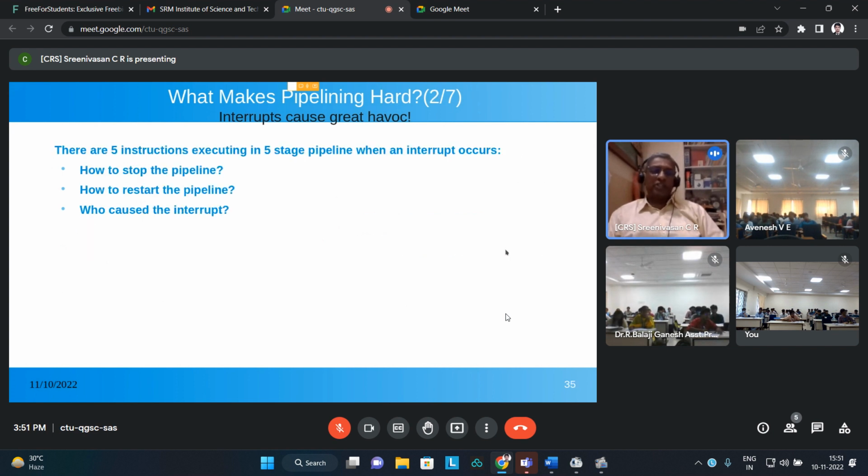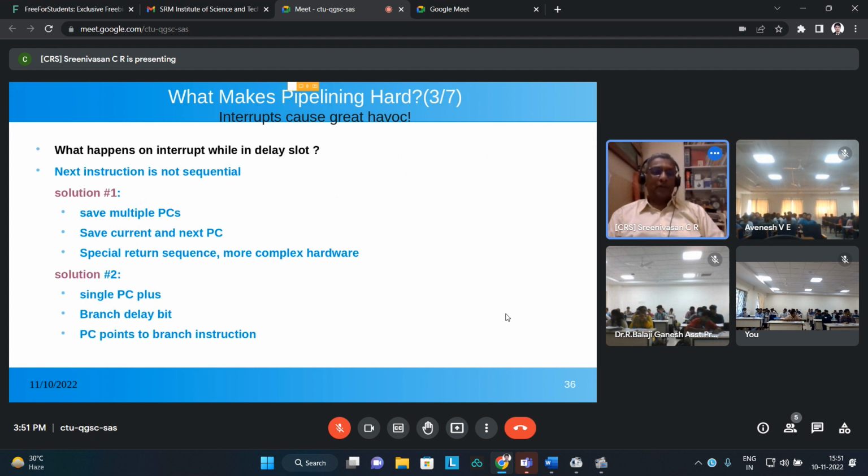So there are 5 questions: how to stop a pipeline, how to restart a pipeline, who caused the interrupt. These are the investigations. As a programmer, as a designer, as a user of a computer, you have to understand before you make a decision. So if it is in the delayed slot, save multiple program counters, save next program counters, return sequence. There are different solutions available if it is in a delayed slot.